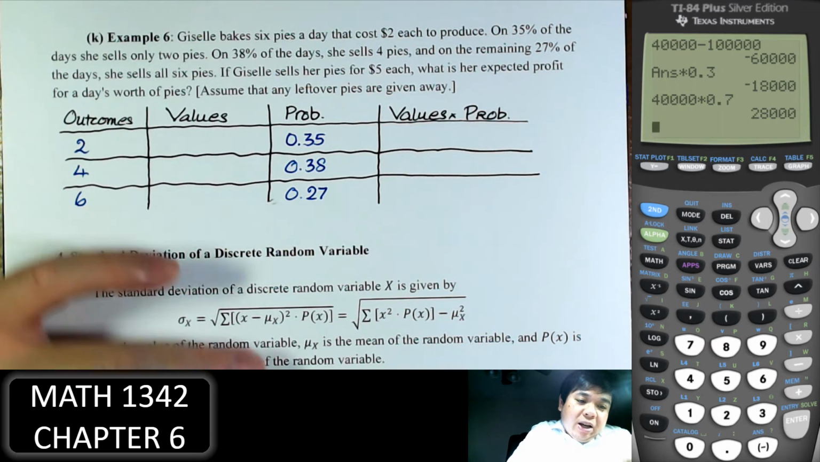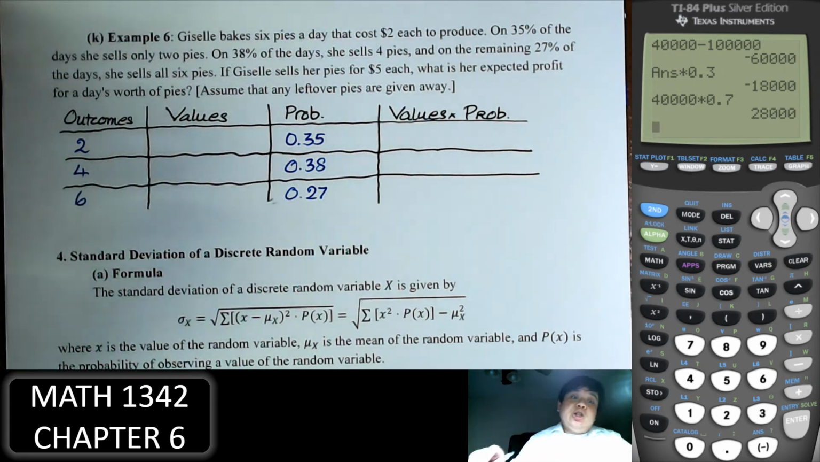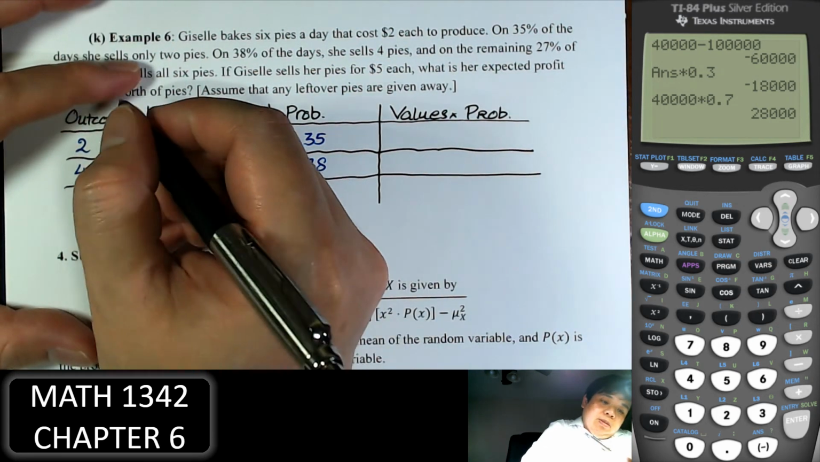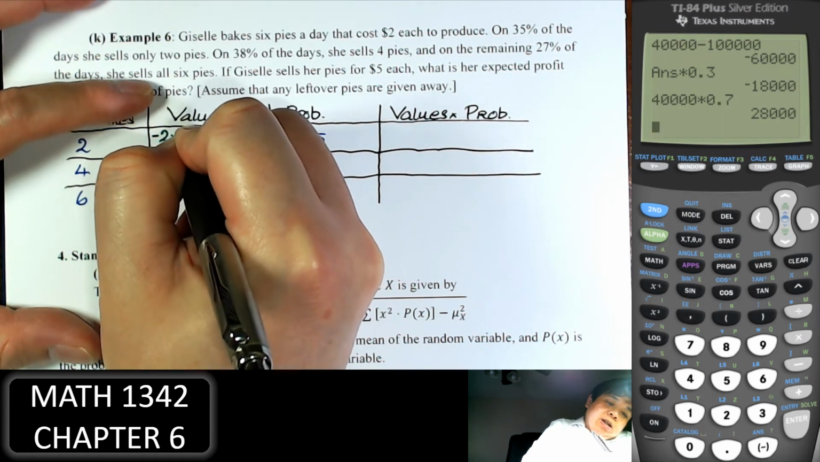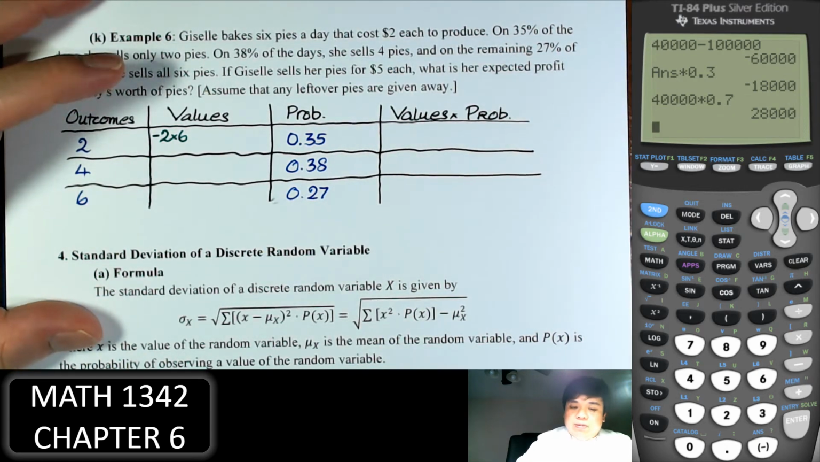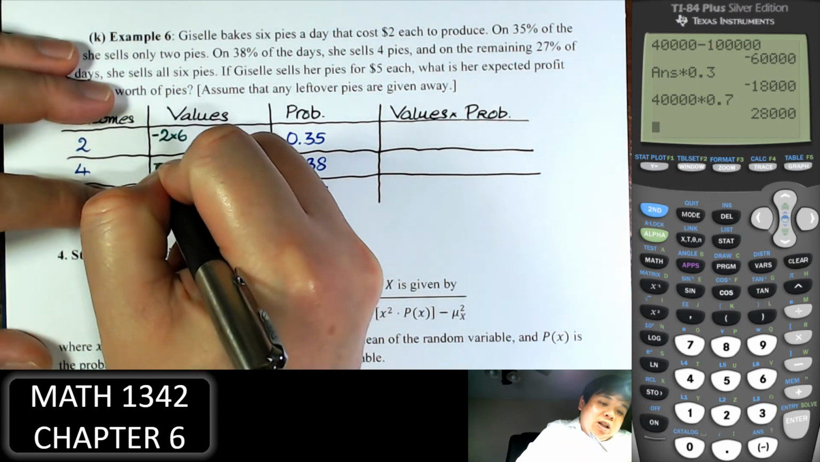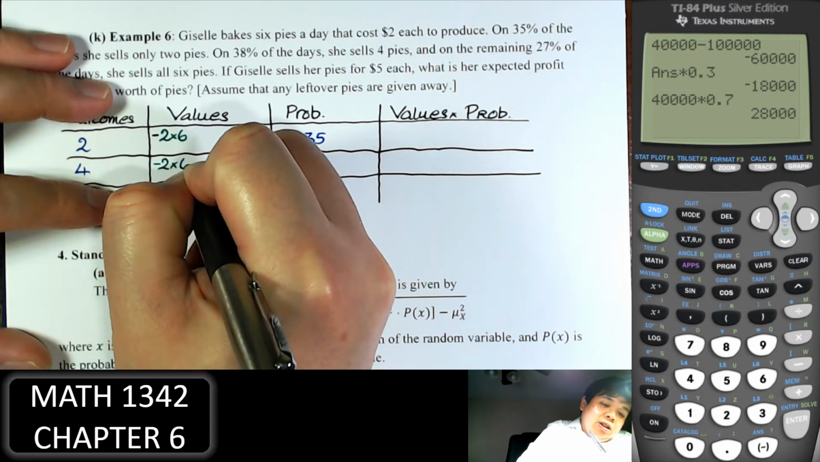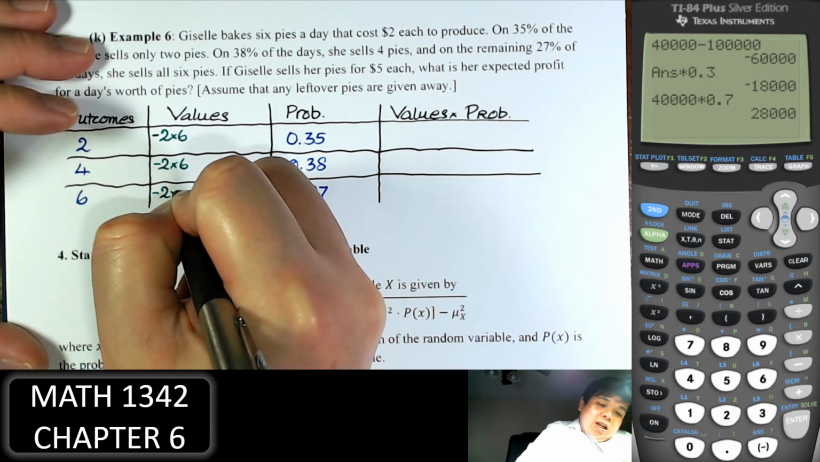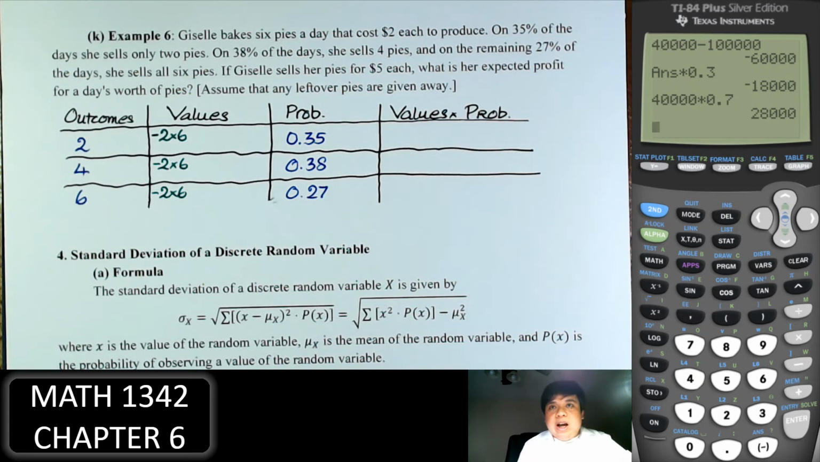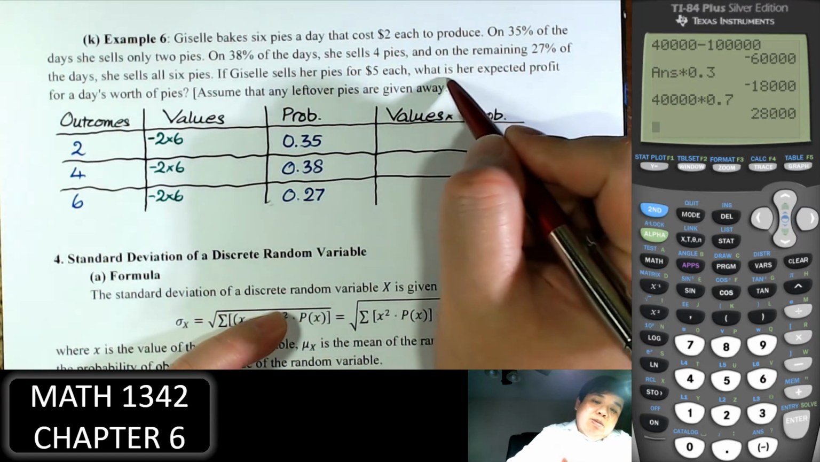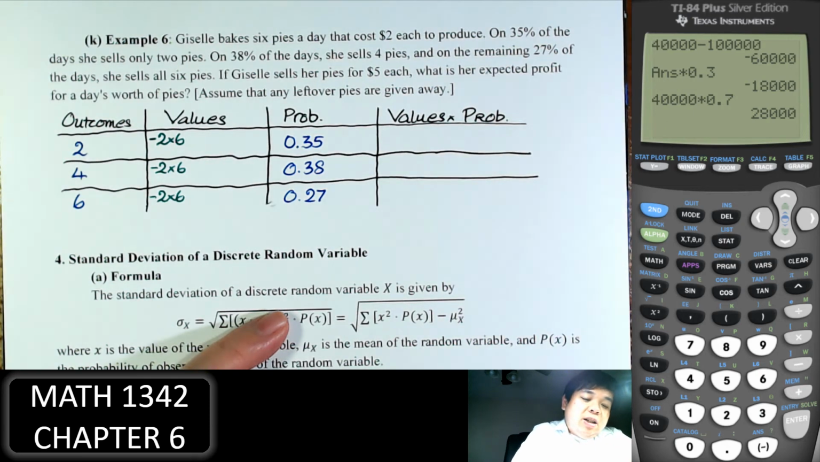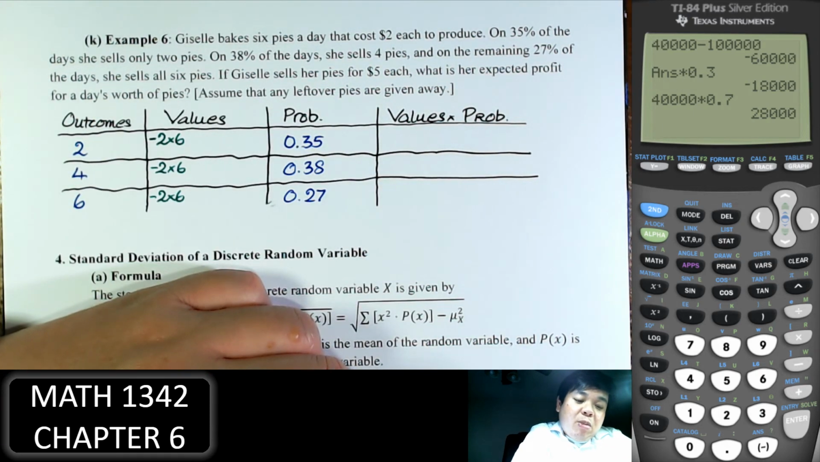Right, she bakes 6 pies a day, at a cost of $2 each. So cost $2 each times 6, so that is the cost, -12. It doesn't matter how many she sells, that is what she has to invest, $12. She invests $12, negative. Okay, so once again, this is the expected value for her, with respect to this person.